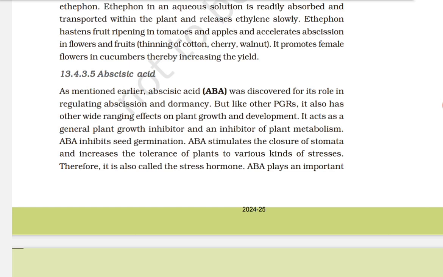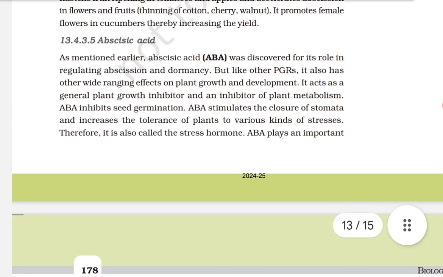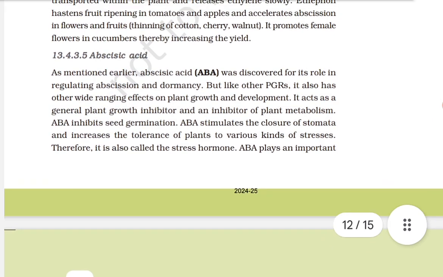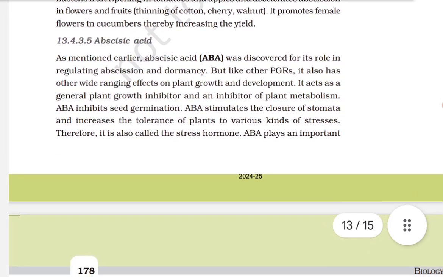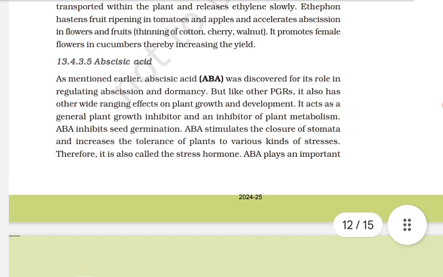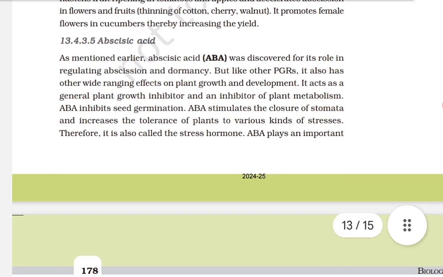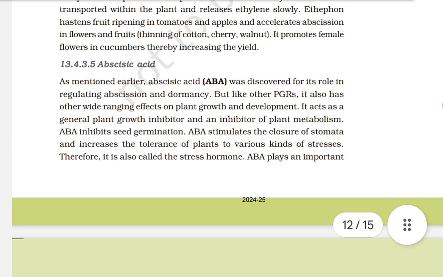As mentioned earlier, abscisic acid, ABA, was discovered for its role in regulating abscission and dormancy. But like other plant growth regulators, it also has other wide-ranging effects on plant growth and development. It acts as a general plant growth inhibitor and an inhibitor of plant metabolism. Abscisic acid inhibits seed germination.